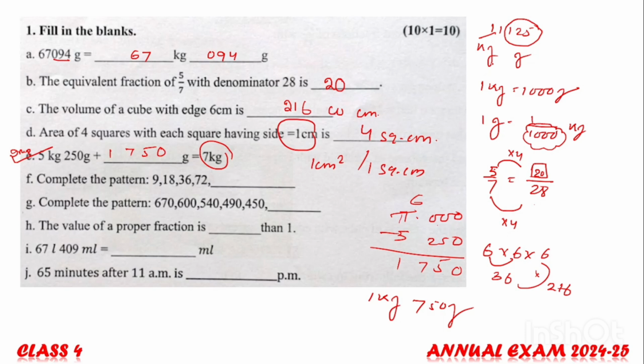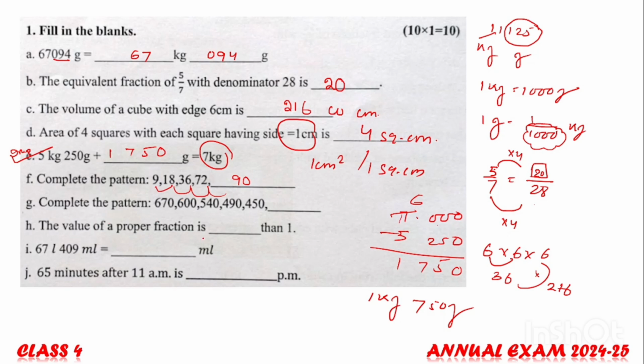All of you understand? Now complete the pattern, that is 9, 8. So 9 table: 9 2s are 18, 9 4s are 36, 9 8s are 72, 9 10s are 90.